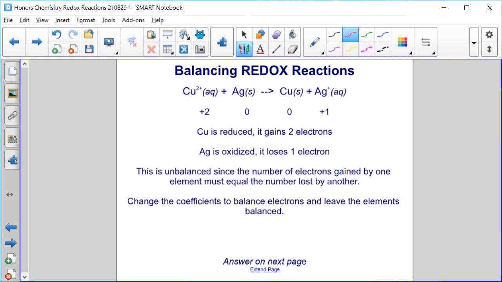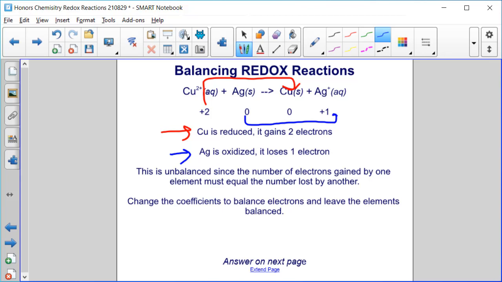Let's look at what happens though. Copper goes from 2+ to 0. So it's getting more negative. Going from positive down to 0 means gaining electrons. So this is gaining electrons, which is reduction. So copper is reduced. It gains 2 electrons. Silver goes from 0 to +1, so it gets more positive. That means it lost electrons. Losing electrons is oxidation. So we see here, silver is oxidized. It loses 1 electron to go from 0 to +1.